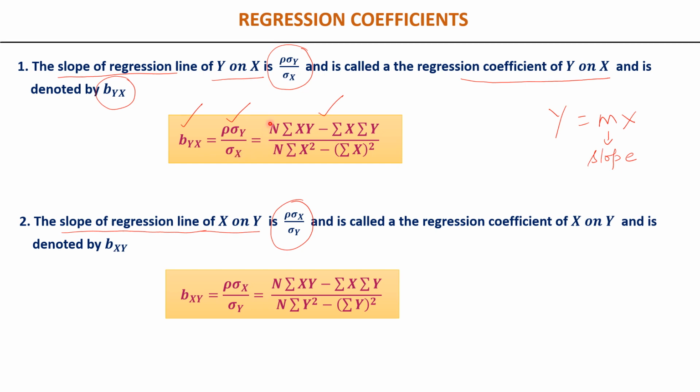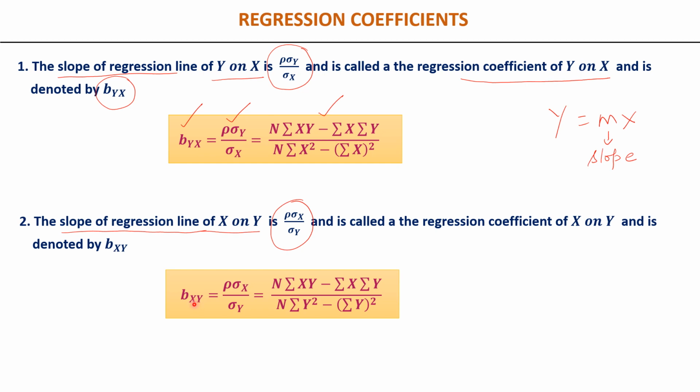So in problems, we use this formula in order to find the value of byx when the standard deviations are not given directly. In a similar way, the slope of the regression line of x on y is denoted by bxy, and it is defined by rho times sigma x by sigma y. As you can see, the numerator is the same, but since you have sigma y here, the denominator will be a function of y. So it's n sigma y square minus sigma y the whole square. So we shall use these formulae in order to calculate regression coefficients.